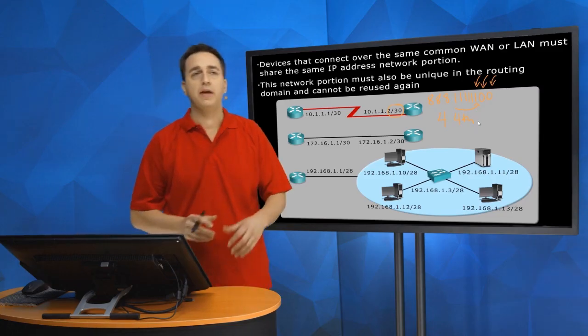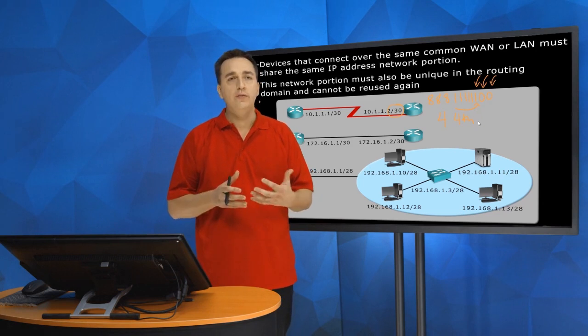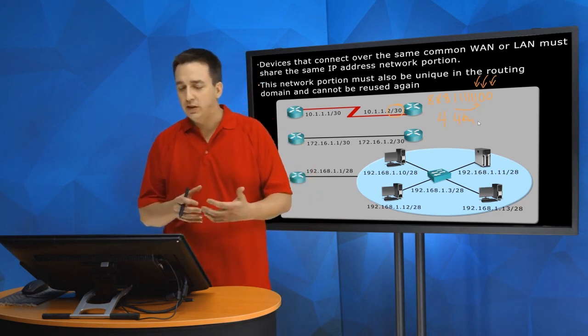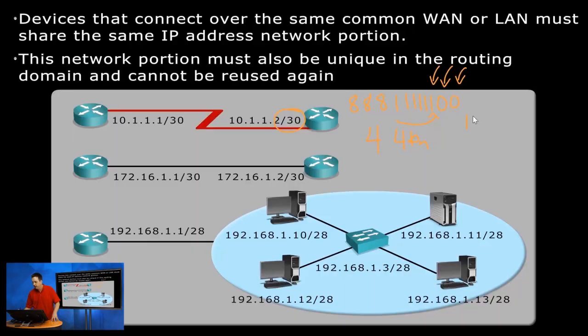Okay, so now that I know I'm counting by 4 in the fourth octet, we can figure out the subnet IDs. So the first subnet would actually be 10.1.1.0/30. And what would the second one be? Well, we're counting by 4 in the fourth octet. So the second subnet would be .4/30. And then we'd have .8/30.